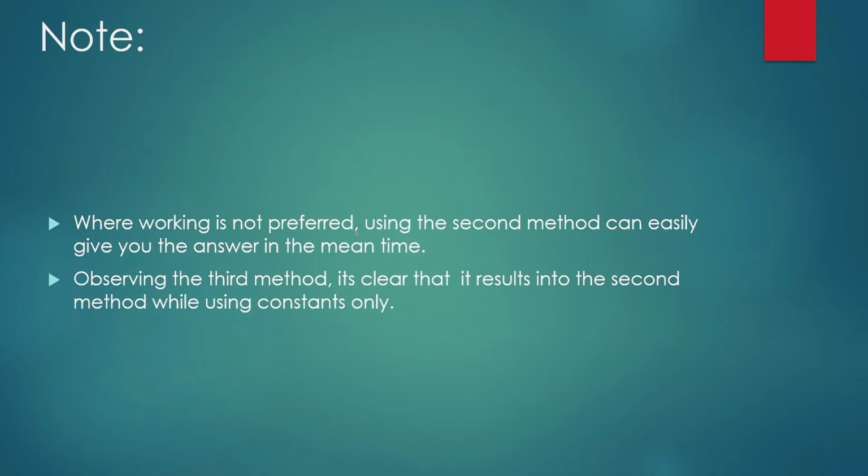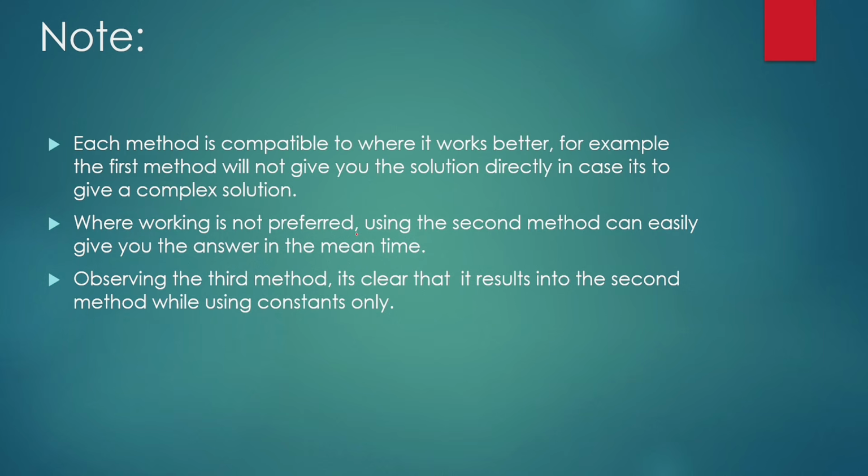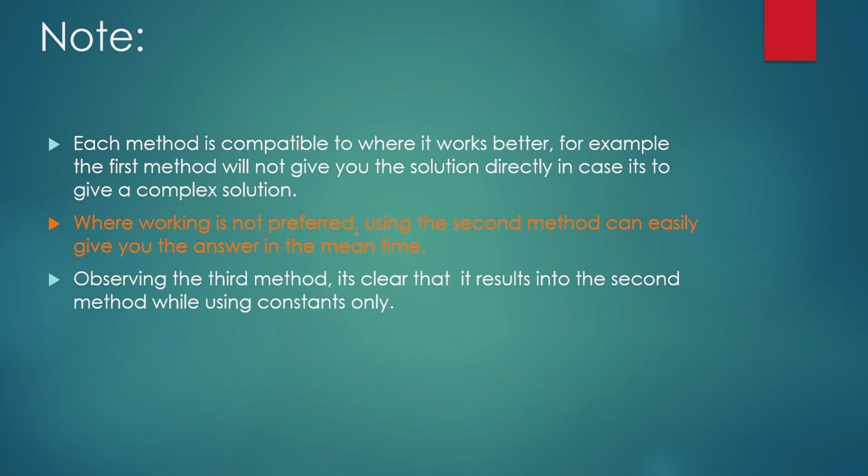So for just the takeaway, we can see that when working on these quadratic methods, each method is suited to where it works better. For example, the first method will not give you the solution directly in case we have to get a complex solution. Then when working is not preferred, it's okay to use the second method because it looks to be cheap, and it will give the answer very fast, in a short time.